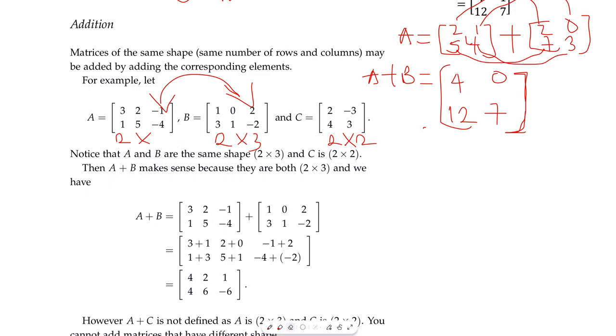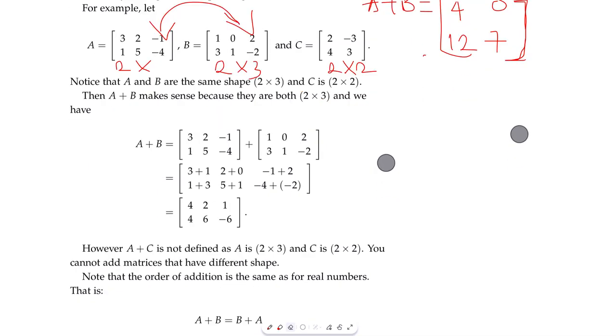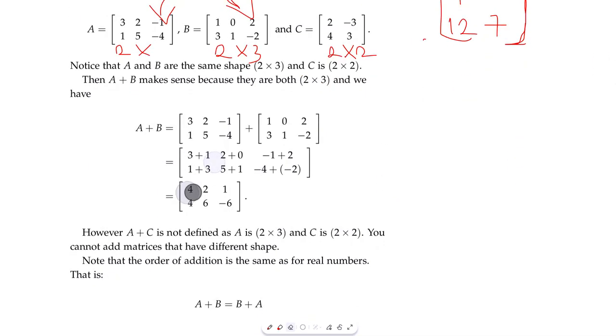If you look at our A plus B here, because they are of the same shape, that will be 3 plus 1, 2 plus 0, minus 1 plus 2, then 1 plus 3, 5 plus 1, minus 4. You can see the way I put it there so that you will clearly understand. So 3 plus 1 is 4, 2 plus 0 is 2, minus 1 plus 2 is 1.